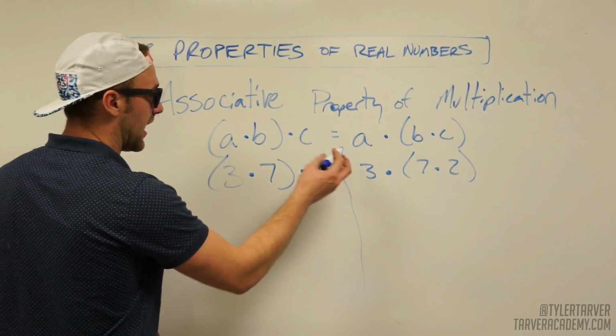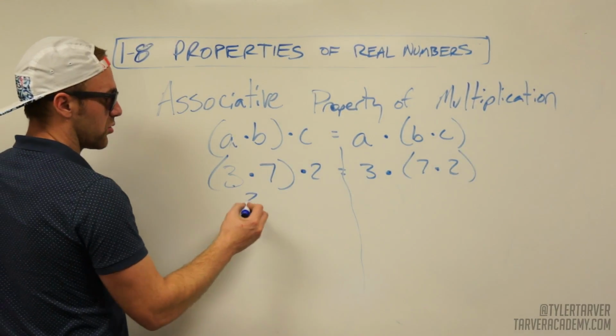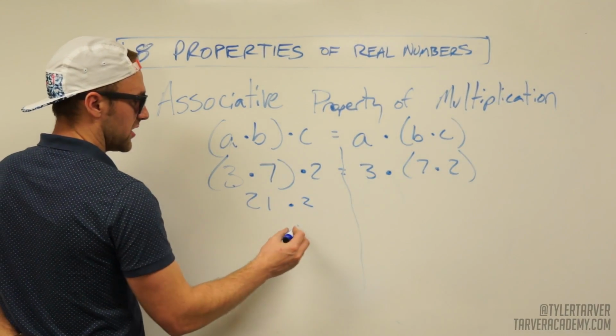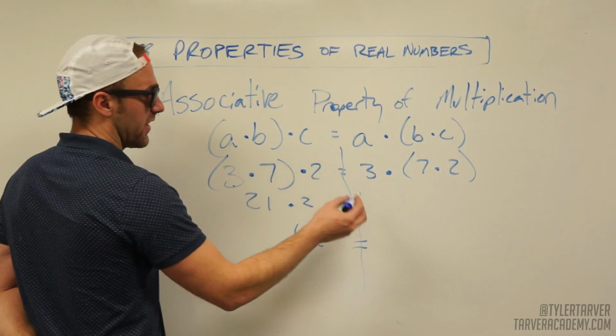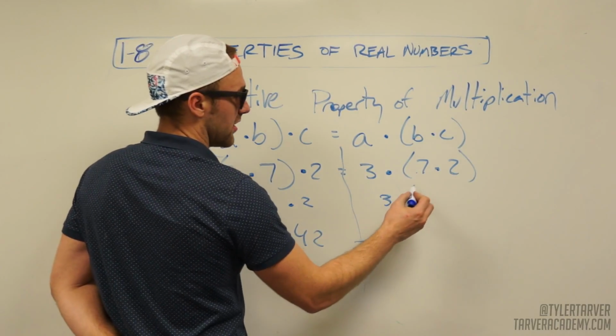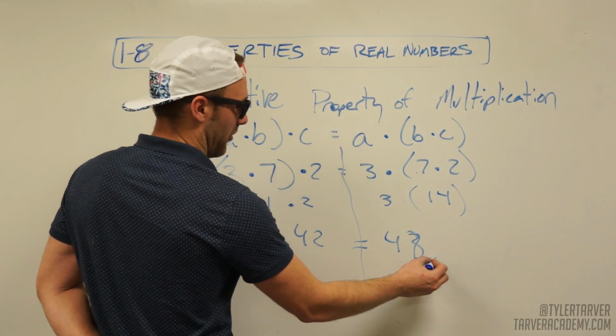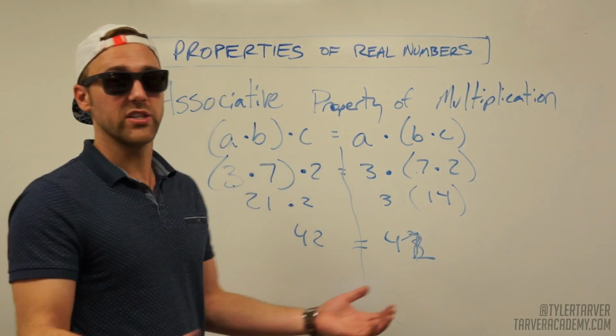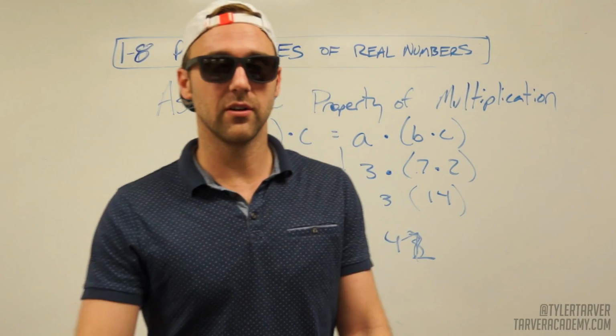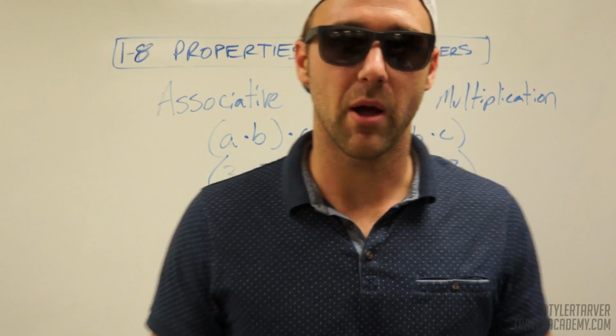I'm going to do a little split line so I don't cross over. 3 times 7 is 21. Times 2 is 42. Hopefully that'll be equal. 7 times 2 is 14. 14 times 3 is 42. I don't know why I wrote 3. 42. So it does work. It should. It's one of the main properties in math.